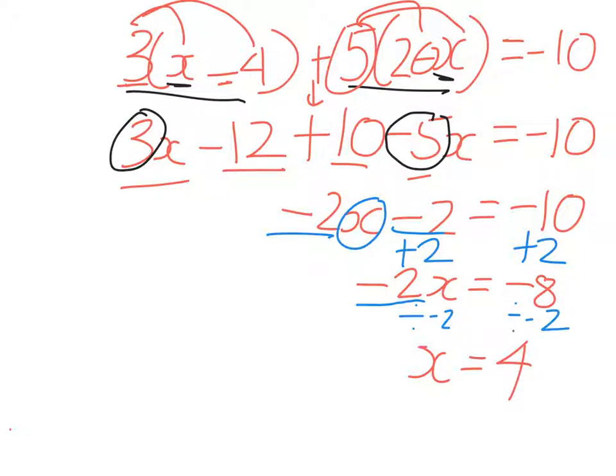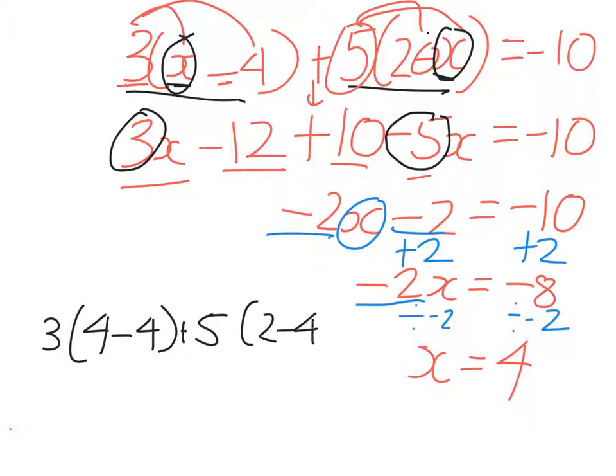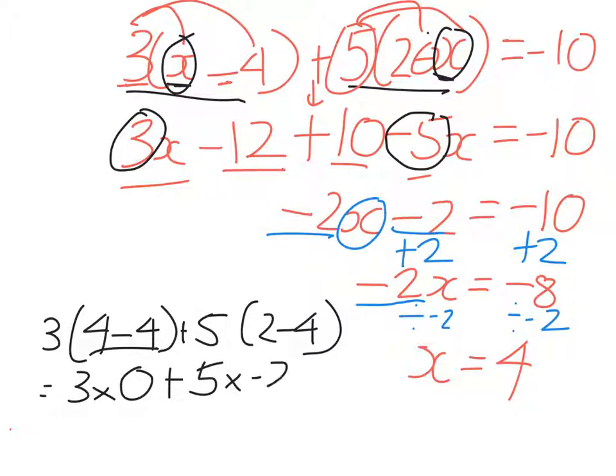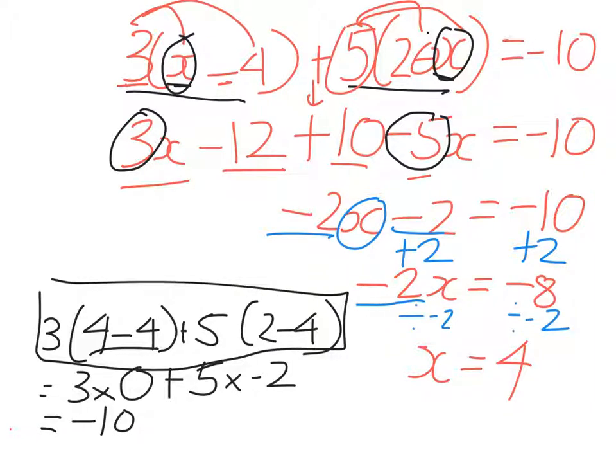And again, I can check by substituting for x in these 2 spots. So if I put in my calculator 3 times 4 minus 4, plus times 2 minus 4, I get 3 times, this is 0, plus 5 times negative 2. And that does equal negative 10. If I put this on my calculator, I will get negative 10. I have a true statement, so I know that my answer is correct. So remember, if x is in more than one spot, you need to first get it to one spot.